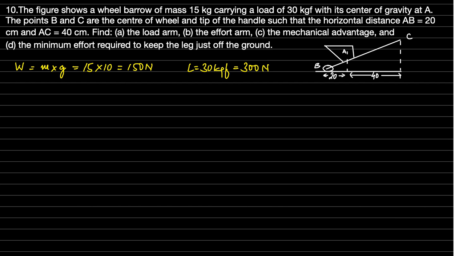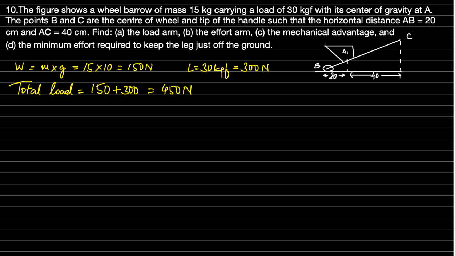So the total load, I would write here as total load. Total load is going to be equal to 150, that is for the empty barrow, and another 300 for the stuff which is inside. So we get this as 450 newtons.